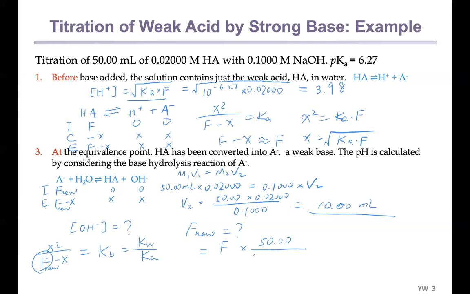What is the new volume here? I was wrong. You actually need this value, sorry. So what is the new volume here? 60, right? Because initially it's 50. You added 10 milliliters of the titrant. The volume increased to 60. Now F is 0.02000 times 50 over 60. This is your new formal concentration of the weak base. Does that make sense?